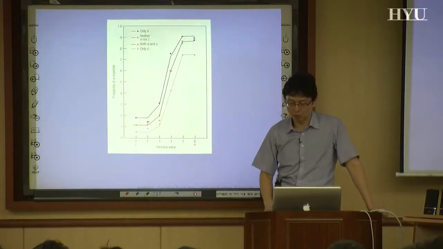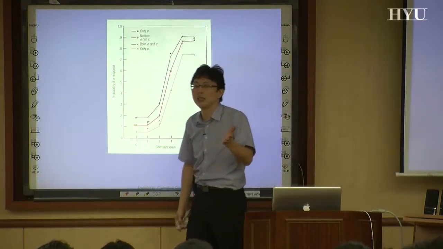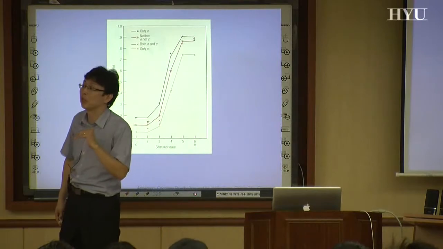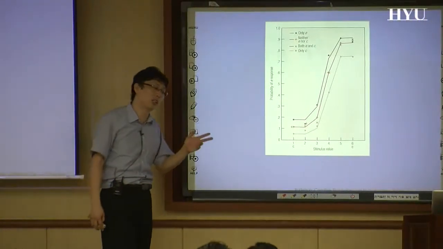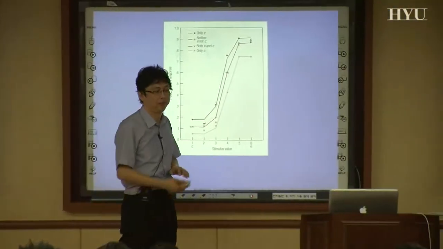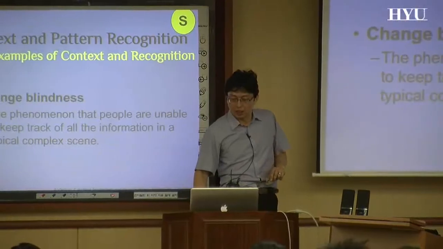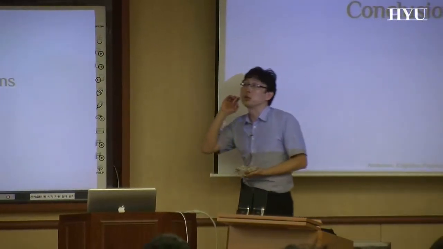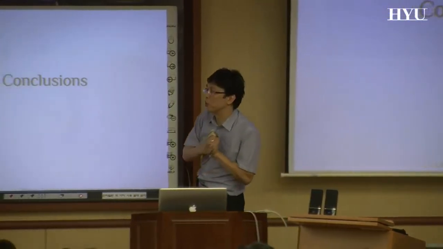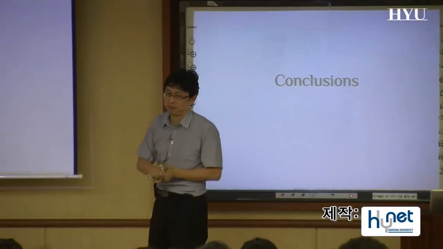A comparable experiment has been done. When some context information is given, people can really quickly identify the object. When no context is given, it takes time. Okay, that's the whole thing about chapter 2. You have to read chapter 2. We're going to have another three or four quizzes, and next week we're talking about attention.